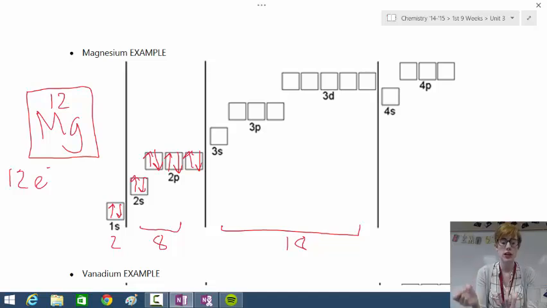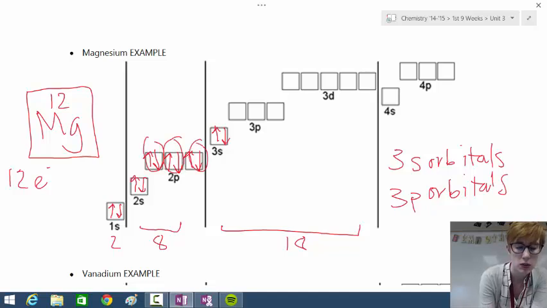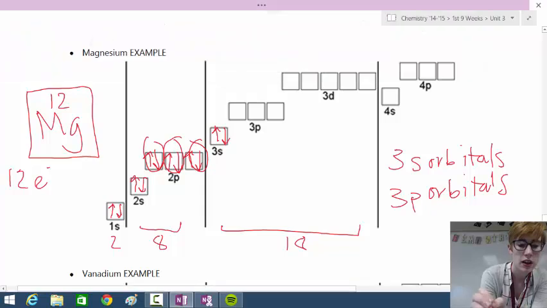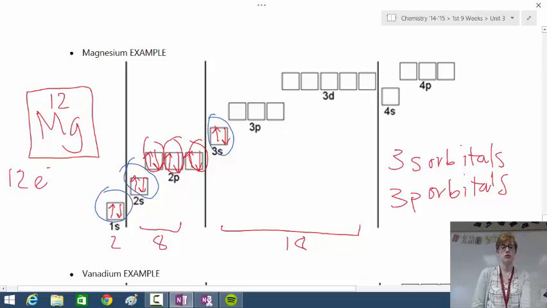So I have 2 more electrons. Where are those 2 electrons going to go? They're going to fill up the 3s orbital. So I've started to fill up the third energy level, and I've filled up my s orbital. So here I have 3s orbitals that are totally filled. I have 3p orbitals that are totally filled. Okay, because here are my 3p orbitals totally filled. And here are my 3s orbitals that are totally filled.